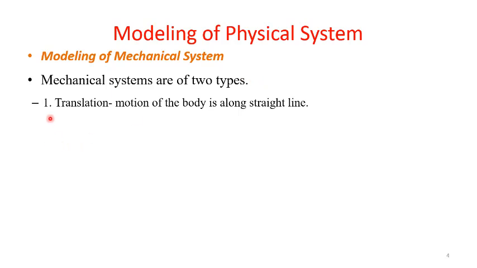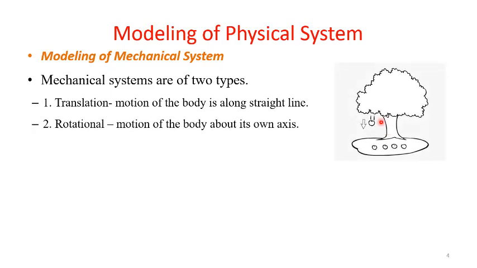What is a translatory motion? It is a motion of a body along a straight line. For example, a bow and arrow: when the arrow is released from the bow, it moves in a straight line. A ball kicked in football mostly goes in a straight line. Another example is an apple falling from the tree because of the gravitational force. It moves in a straight line, and the force is applied in a straight line. This type of motion we call a straight line motion or a translatory motion.